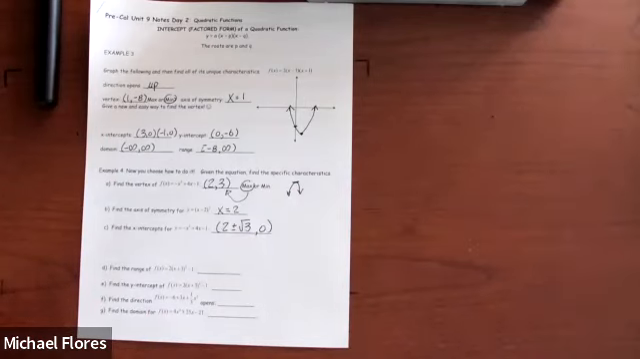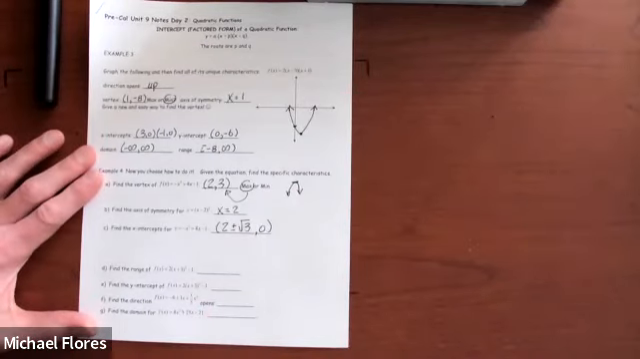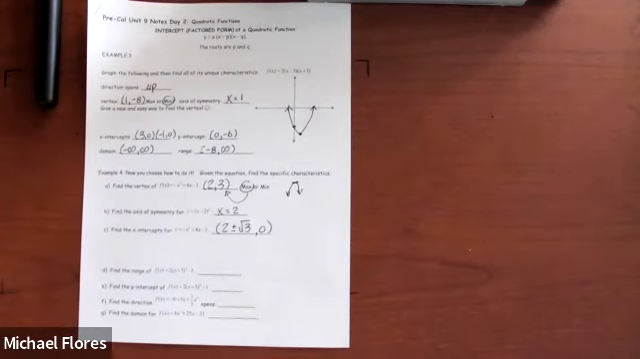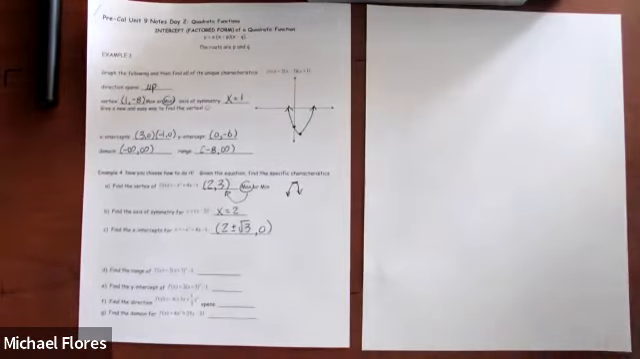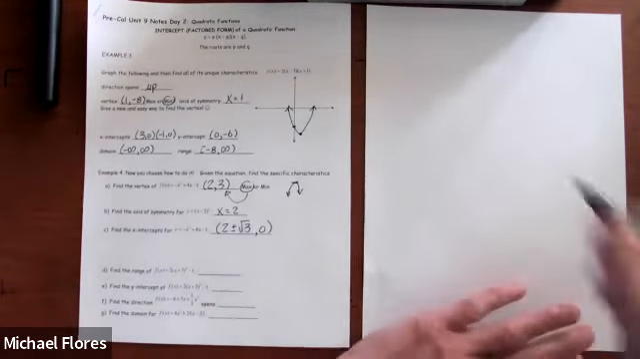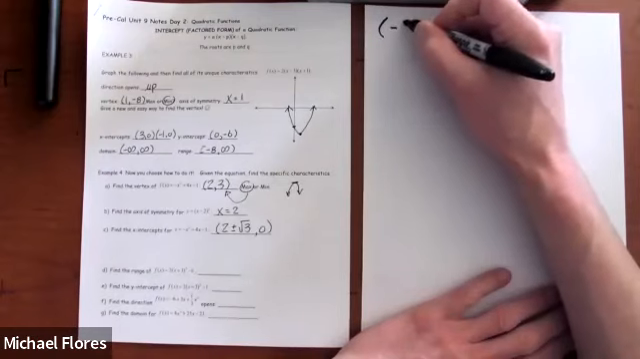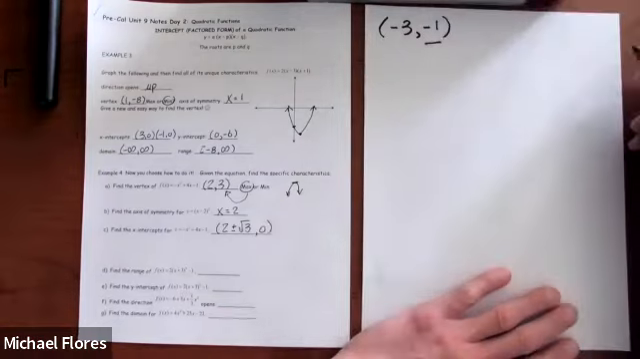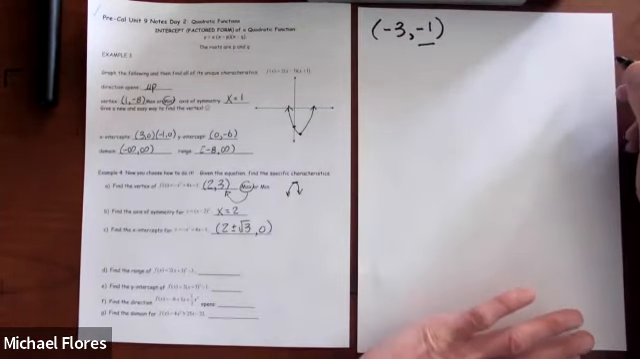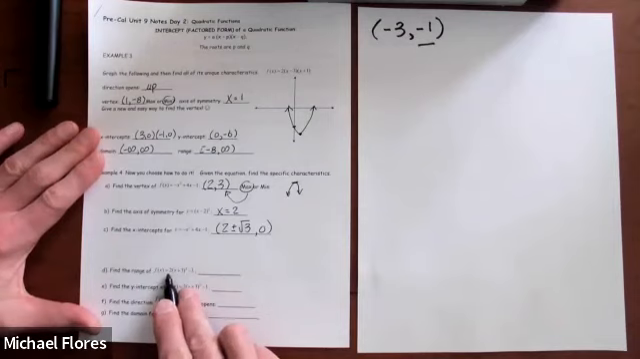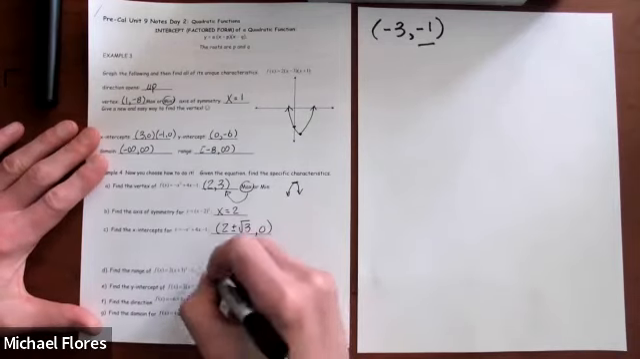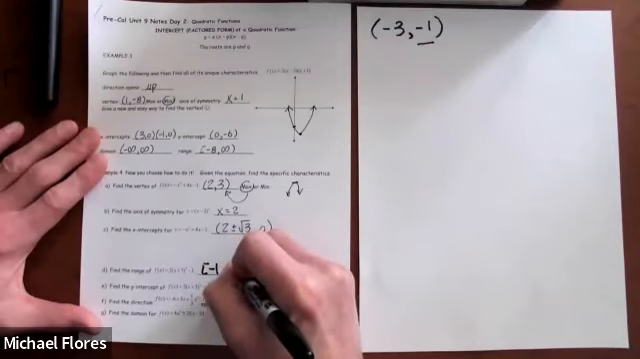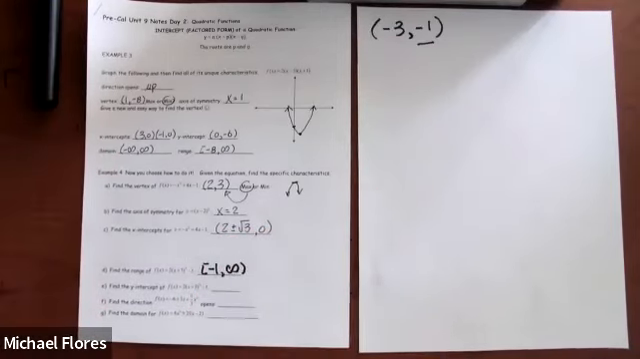Find the range of this function here. Well, this is written in vertex form right there. Our vertex is negative 3 comma negative 1. And as long as you know that value there, you can identify your range. This function opens up because the number in front of the parentheses is positive. So we're going to begin at negative 1. And from there, we'll go all the way to positive infinity.